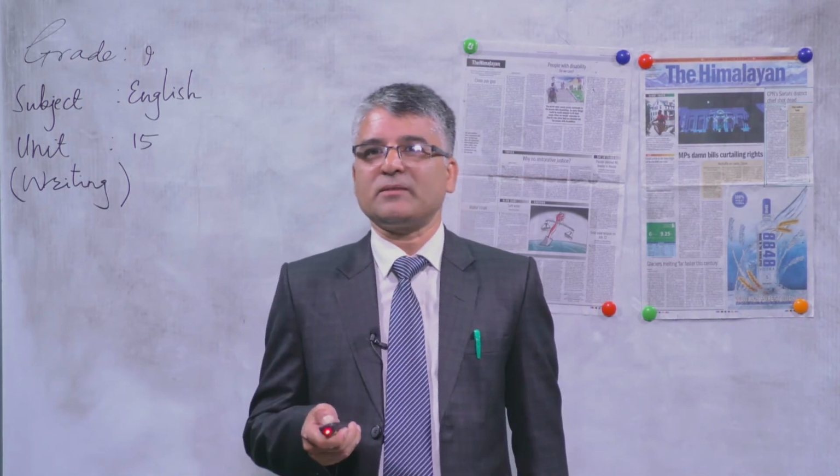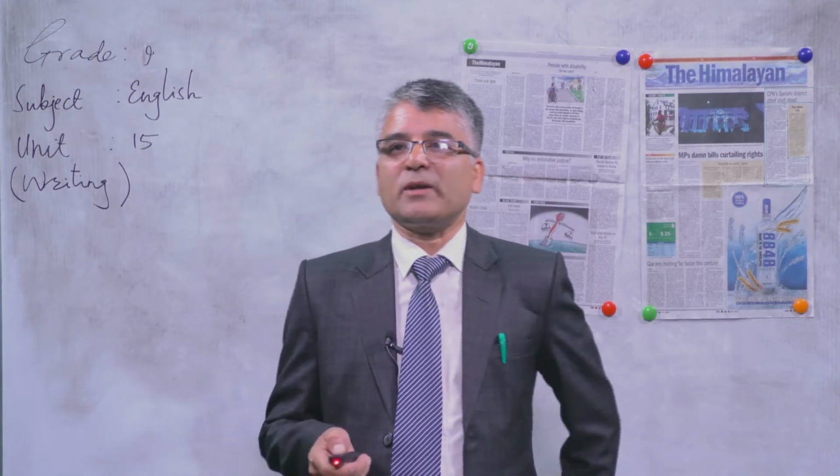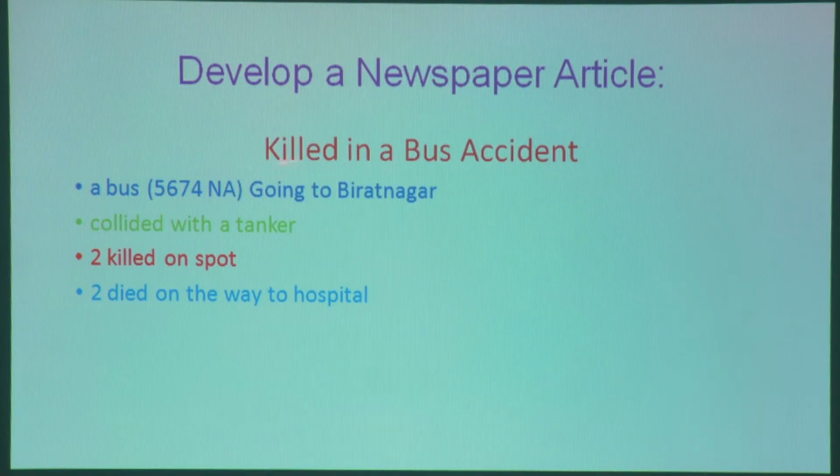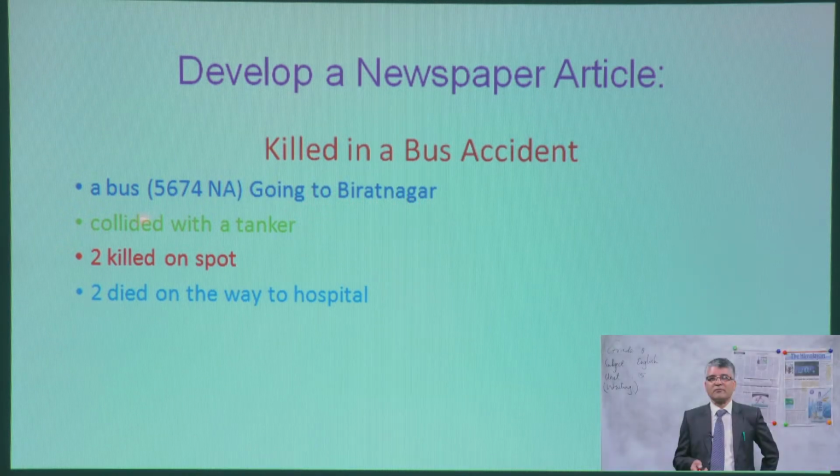You can mention the name of the article, Killed in a Bus Accident. You can say that the bus was heading towards Biratnagar from Kathmandu. You can also mention details, such as the bus was carrying some number of passengers. You can guess and write how many passengers there could be. Probably the number could be 32, right? Because almost all buses have 32 seats.